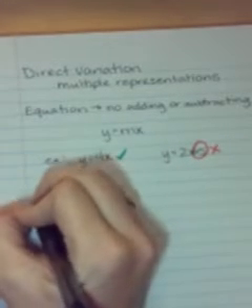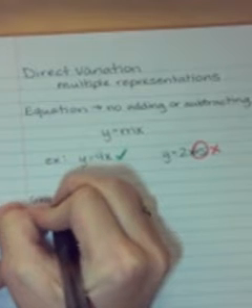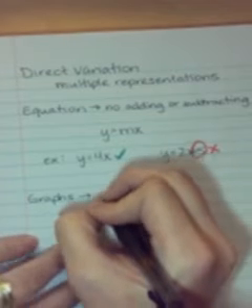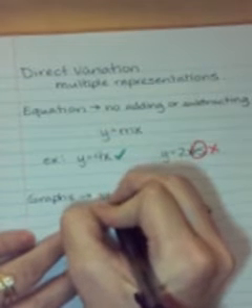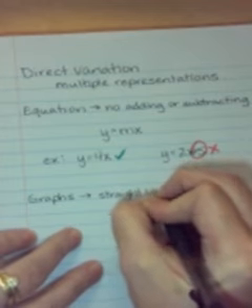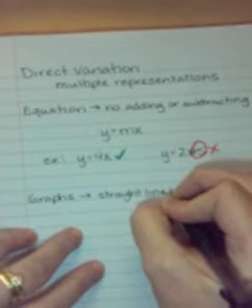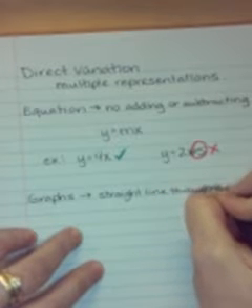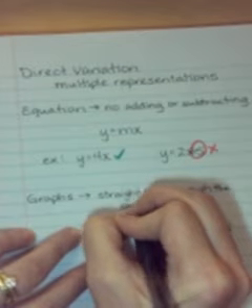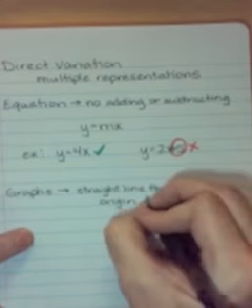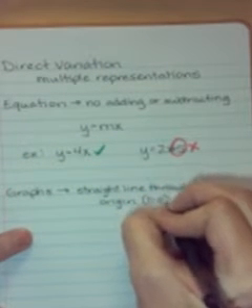Let's talk about graphs. With graphs, you're looking for a straight line that goes through the origin. Remember, the origin is point 0, 0.